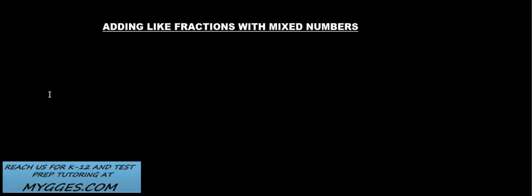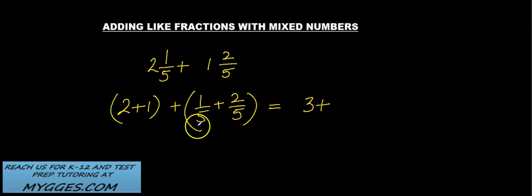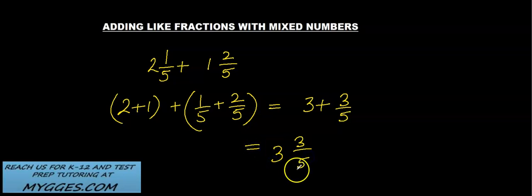Now let's see how we can add like fractions with mixed numbers. Say we have the fractions 2 and 1/5 plus 1 and 2/5. Now we group the whole numbers together and the fractional parts together. So that will give us 2 plus 1, 3, and 1/5 plus 2/5 gives us 3/5. So our final answer would be 3 and 3/5.